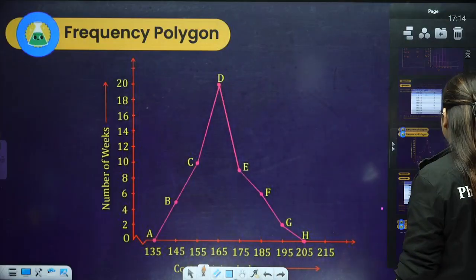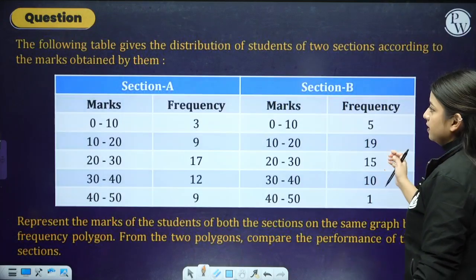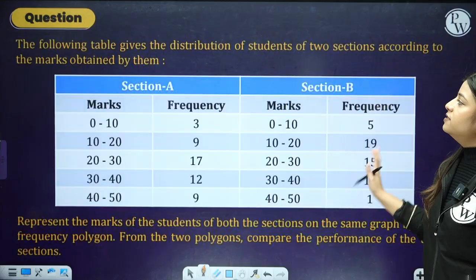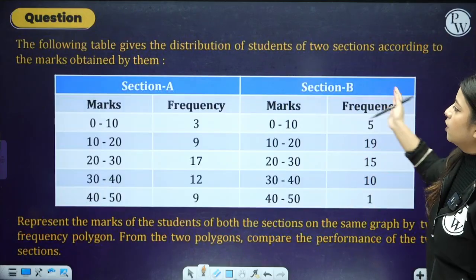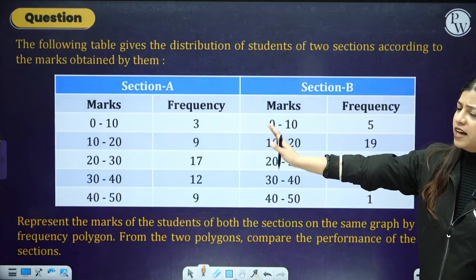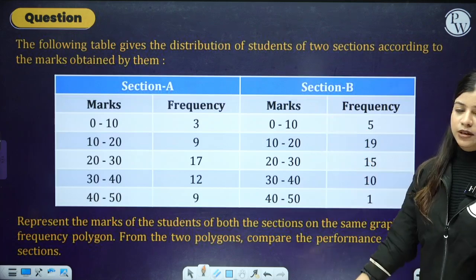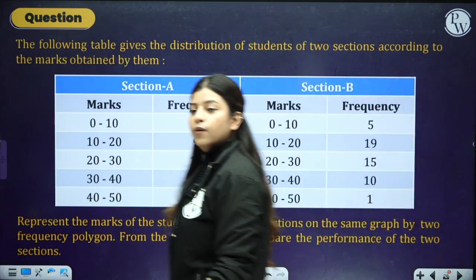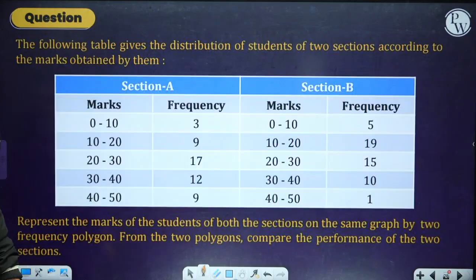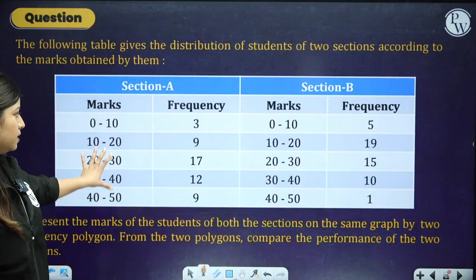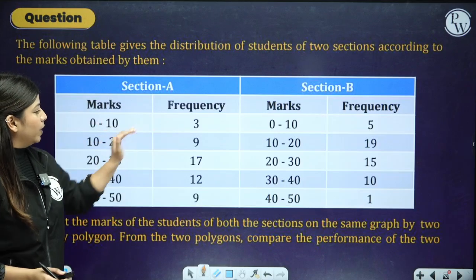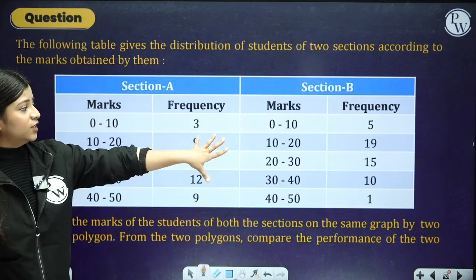Let's get started. So over here it is given that the following table gives the distribution of students of two sections according to the marks obtained by them. We have section A students and section B students. Okay. Now over here what do we have? We have to figure it out. Section A students have this many marks, like 0 to 10, 3, 10 to 20, 9. And then section B is that.